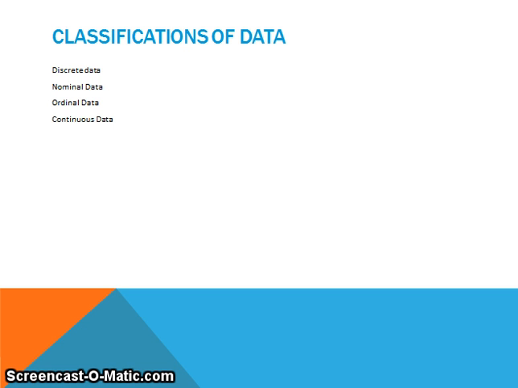Classifications of data. Discrete data. This is very simplistic and is non-numerical. They can be yes and no answers. An example of one of the types of questions asked to gain the data would be, are you 20 years of age? Yes or no?